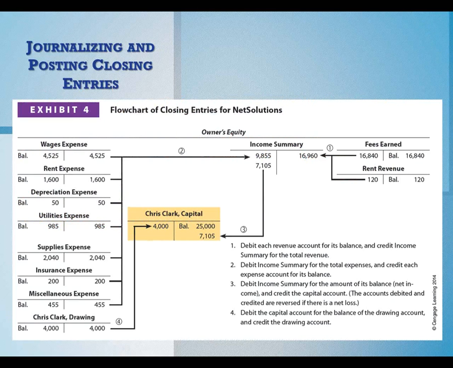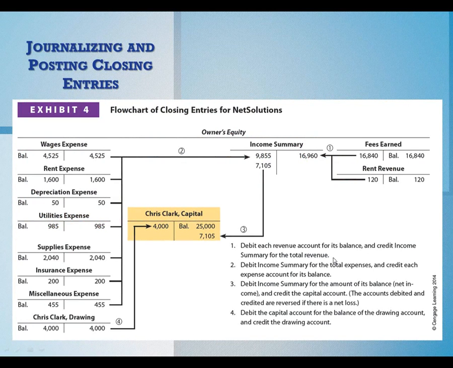All right, so what you're seeing here is a lot of numbers. So don't read into it any more than what I'm going to show you. I'm going to circle some numbers and we'll talk about them. The first thing you do is you're going to close out your fees earned and your rent revenue. So you're closing out all revenues, and you can see it says number 1, debit each revenue for its balance and credit income summary for the revenue total.